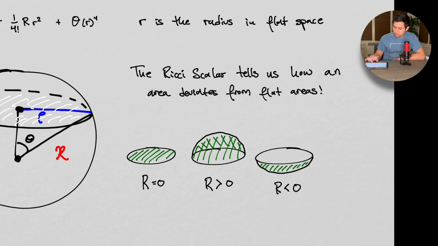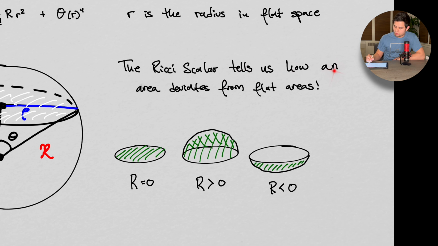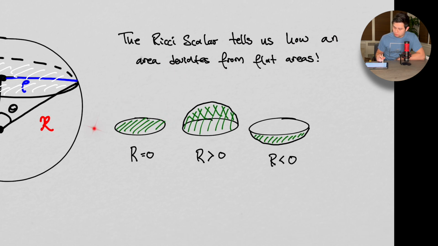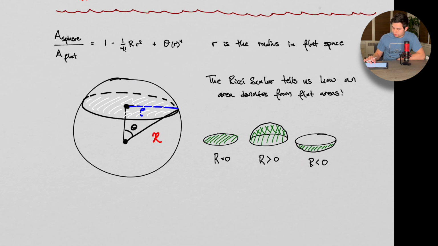So in summary here, the Ricci scalar tells us how an area deviates from flat areas. So in the case of flatness, the Ricci scalar is going to be 0. If the Ricci scalar is greater than 0, then we're going to have positive curvature. Or not curvature, right? But this is what we want to picture in our minds. And if it's negative, it's in the opposite direction. All right.